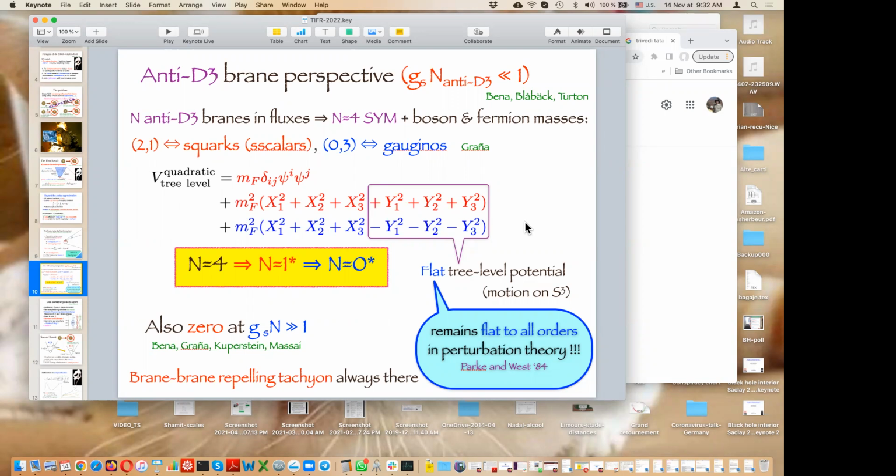So the fermionic terms have to cancel with the bosonic terms in some way. Yes. If the potential is to be flat, if the potential is to be zero, the fermionic terms have to cancel with the bosonic terms. That's what I'm not getting. How can that happen?